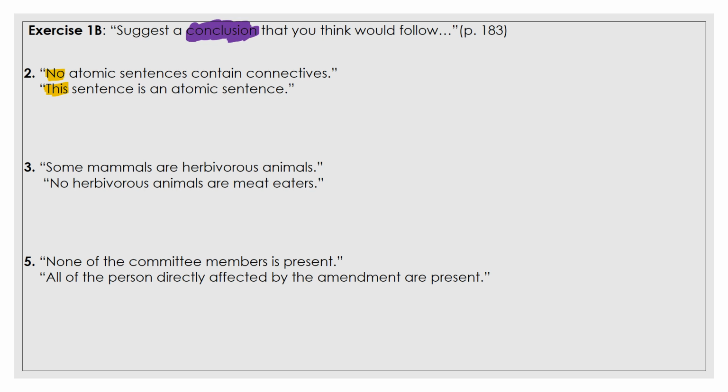So there's a sense in which we can interpret the first premise as the major premise, and the second premise as the minor premise. It's more particularized. And in a sense, the major premise is going to rule over that minor premise, so to dictate what we're going to derive from those two premises. Because we have this sentence an atomic sentence, but we also know no atomic sentence can contain connectives, it must be the case that this sentence does not contain connectives.